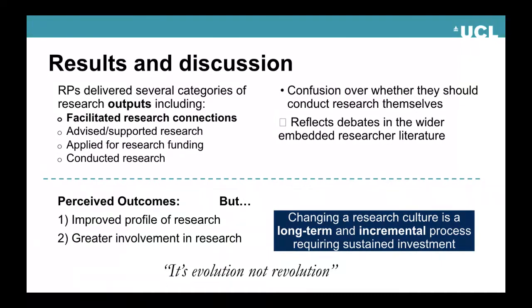Embedded researchers perceived that there had been two primary early outcomes that resulted from their roles. First, they reported that the profile of research had improved in the local authority, and this was evidenced through the fact that they received an increasing number of research queries from their local authority colleagues. And they also observed an increase in involvement with research among their local authority colleagues.